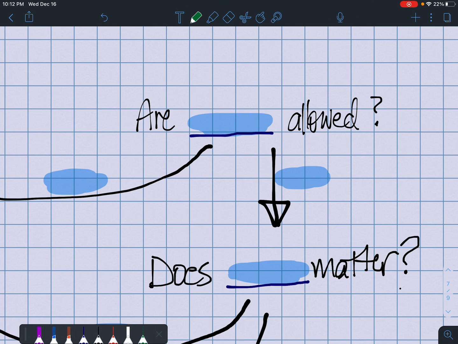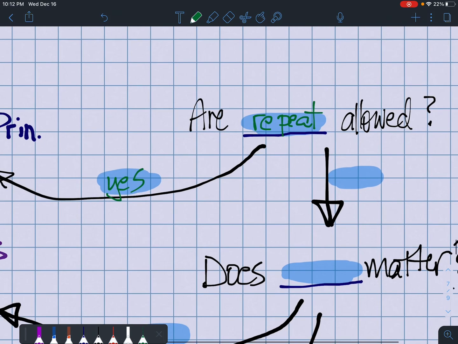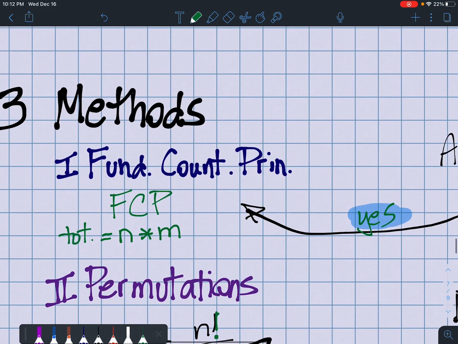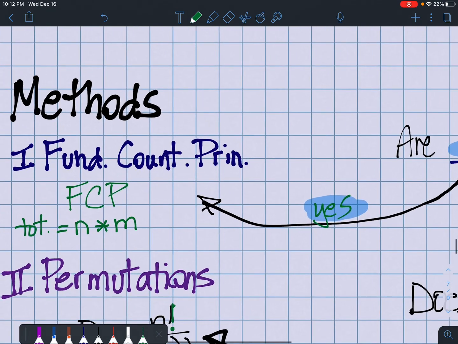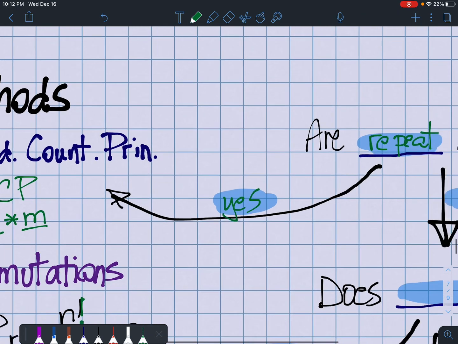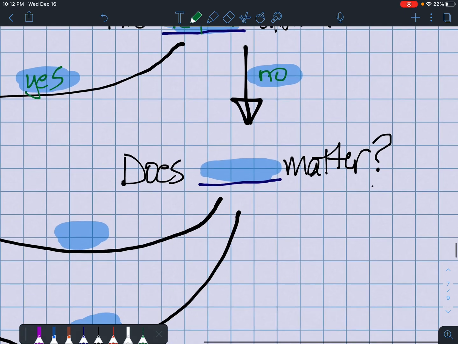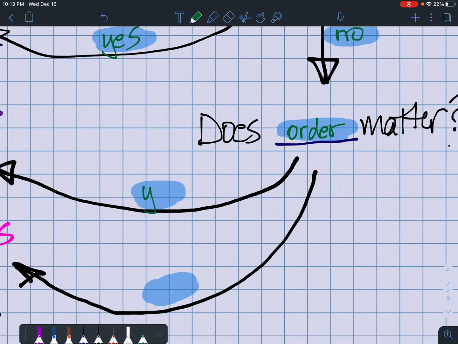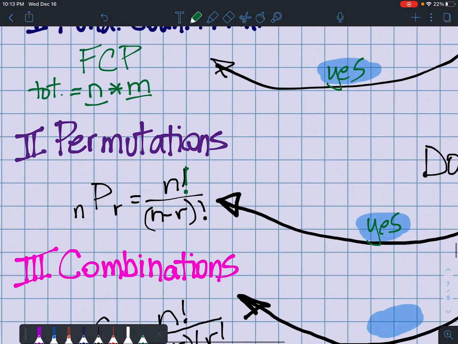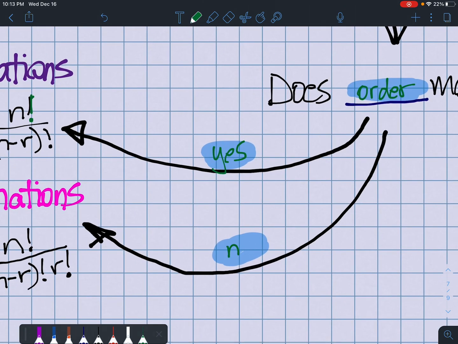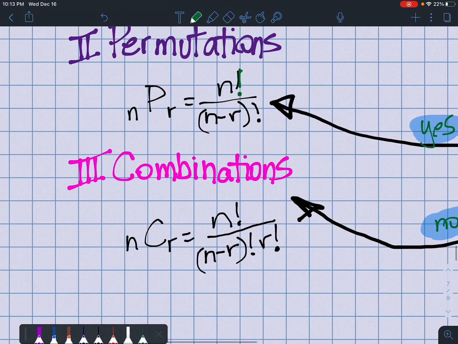First of all, the first question you need to ask yourself is, are repeats allowed? If you can repeat a process, yes, then we do the fundamental counting principle, okay? FCP, just multiply the different ways that there are together, however many there are. If the answer is no, you cannot repeat, then the next question you ask yourself is order. Does order matter? If the answer is yes, that you have to pay attention to the order of things, then we do permutations. Whereas if the answer is no, then we would do combinations.